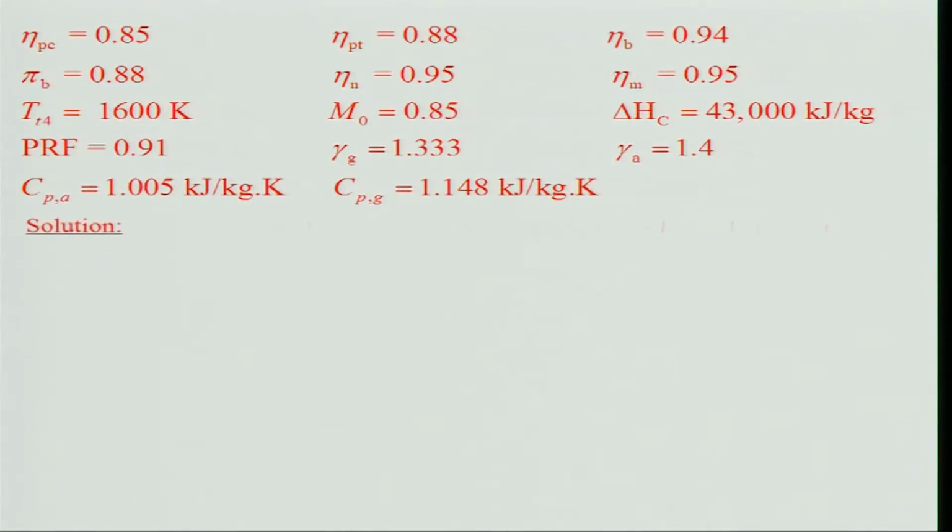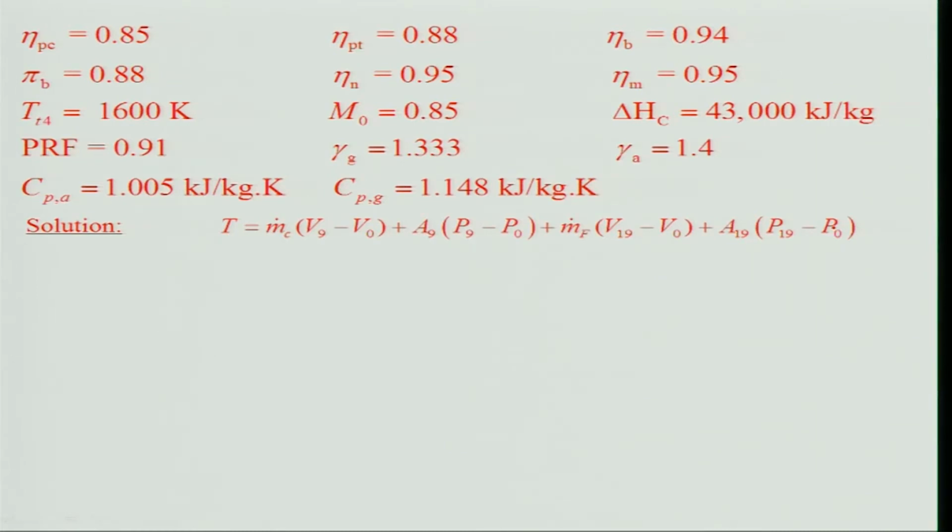I have just jotted these down, and we will have to find out the total thrust. The total thrust is m dot c, the mass flow rate through the core of the engine, times V9 minus V0, plus A9 multiplied by P9 minus P0, the pressure difference. That is for the core. For the fan, it is m dot f into V19 minus V0, plus A19 into P19 minus P0.